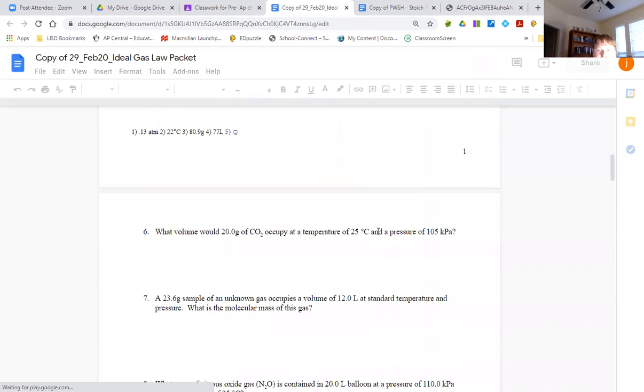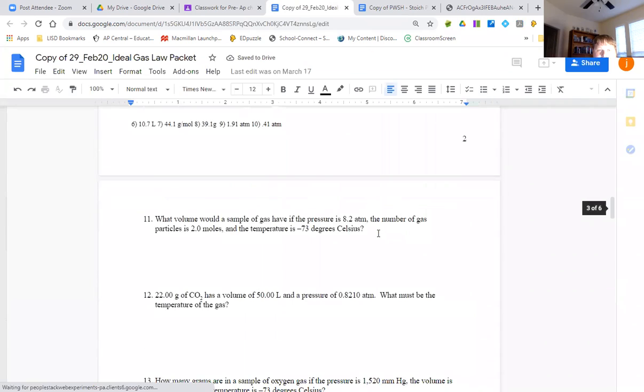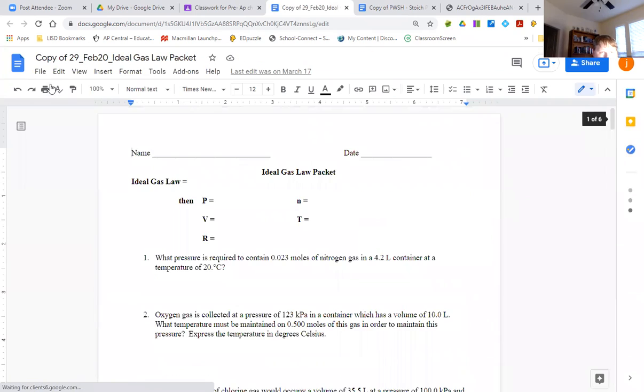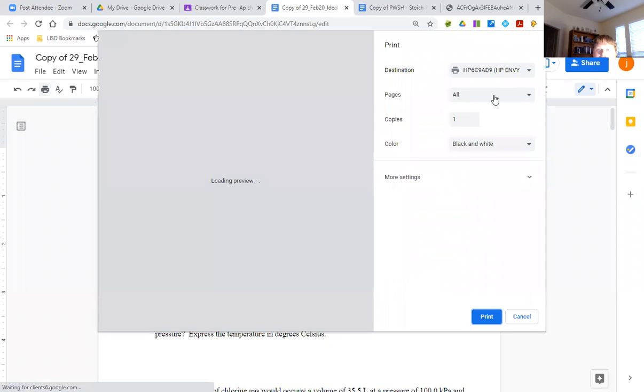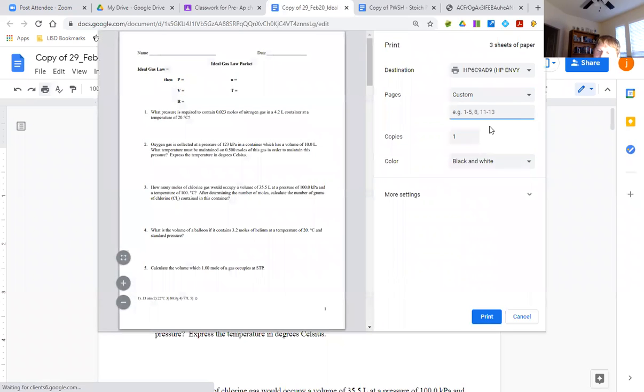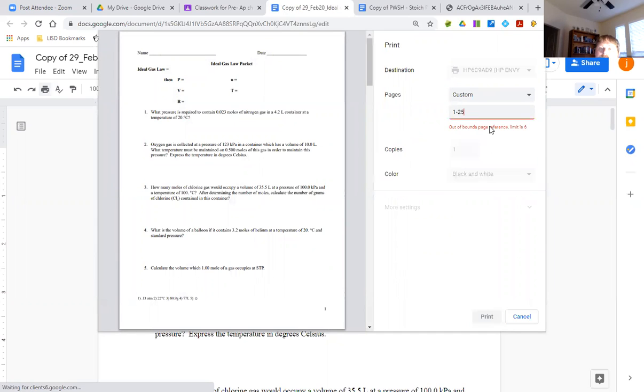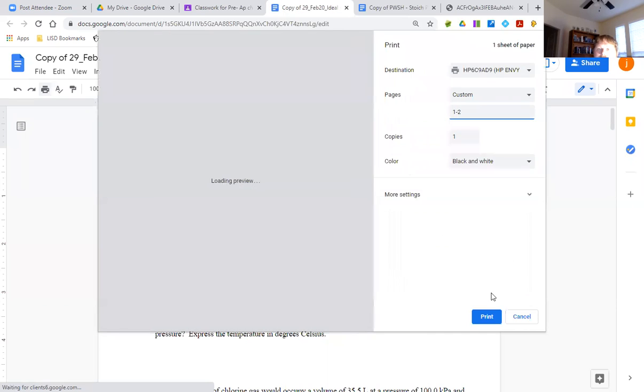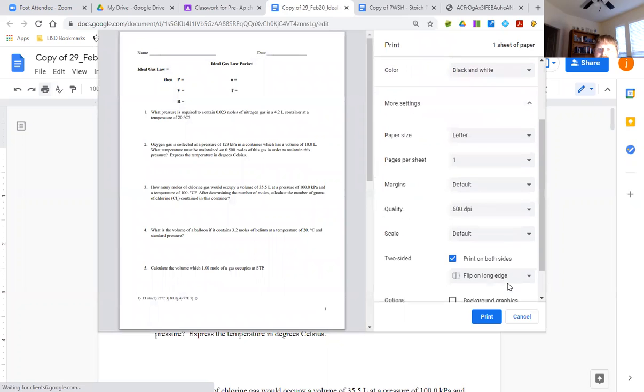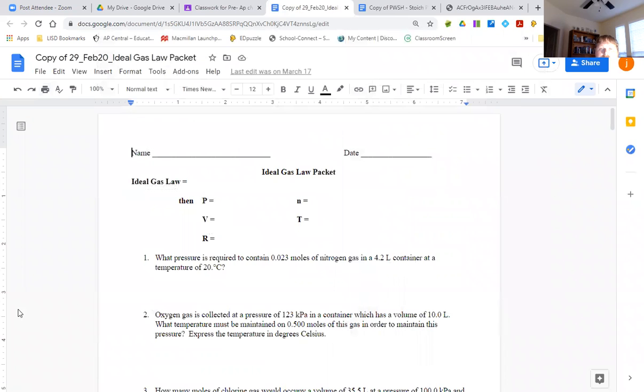So all of this is leading up to the ideal gas law. Let's see how many pages of this. I don't want all of it. Let's just print the first couple. Let's see, front, back, sure, why not?